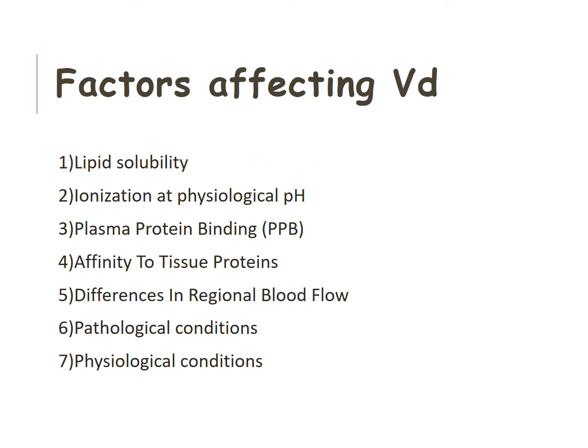Now the factors which affect the volume of distribution. I have told you distribution means the movement of drug from the blood circulation into tissues, and the volume of distribution is the amount that determines the ratio of drug in the body to its plasma concentration. There are different factors related to the volume of distribution: lipid solubility, ionization at physiological pH, plasma protein binding, affinity to tissue proteins, difference in regional blood flow, pathological conditions and physiological conditions.